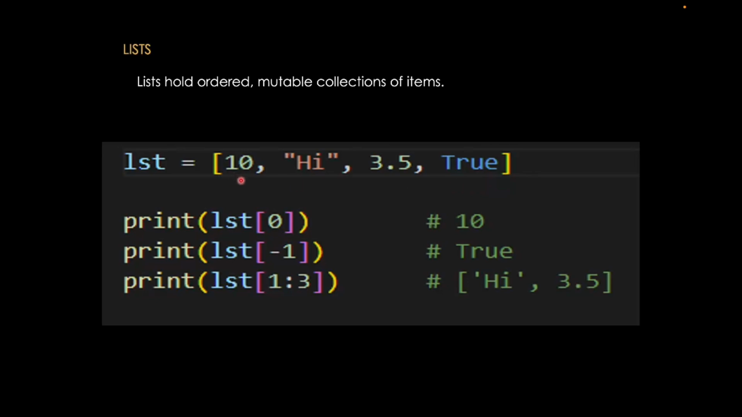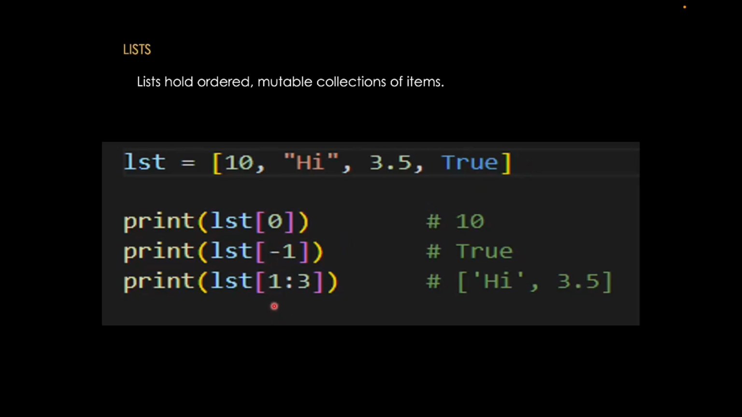First element is 10, which we can retrieve by giving the index 0. In Python, index starts from 0. So 0 means first element. If it is required to retrieve an element from last, then we have to use minus. Minus 1 means the last item.